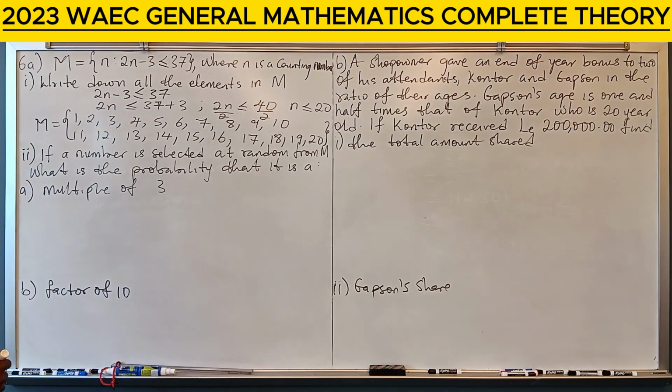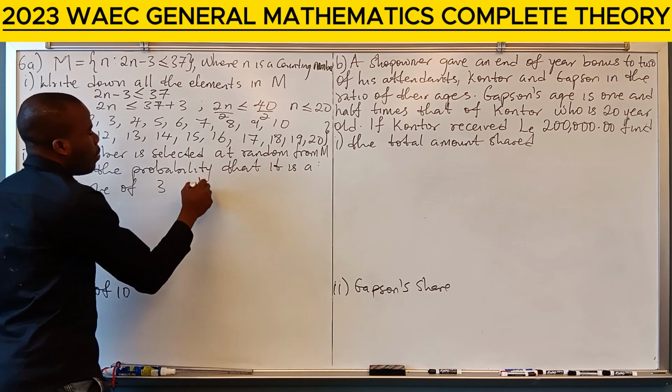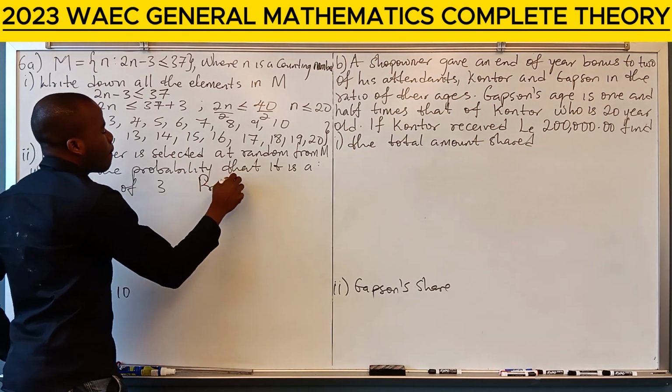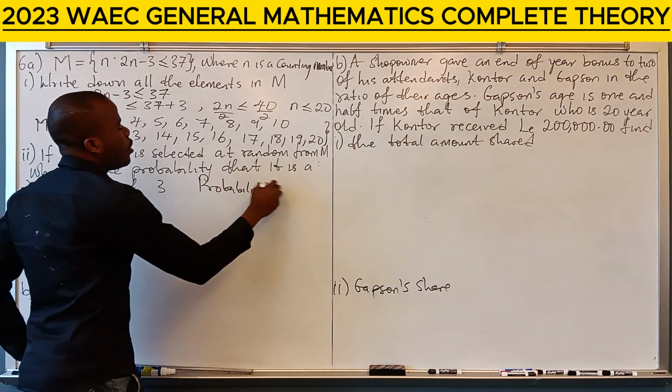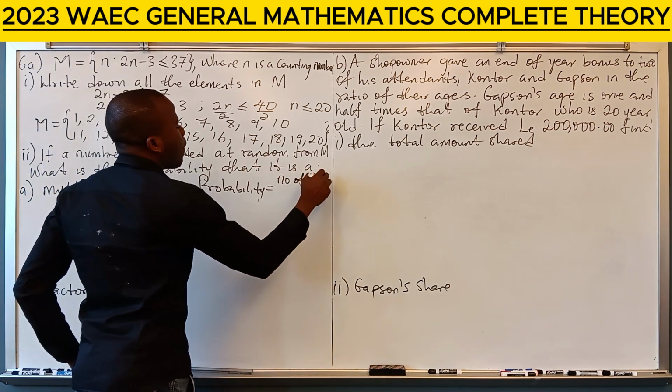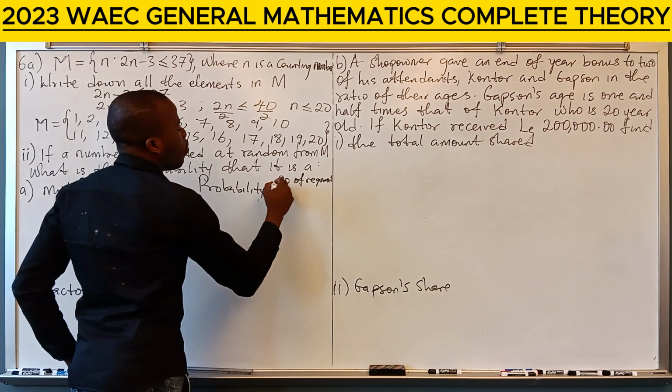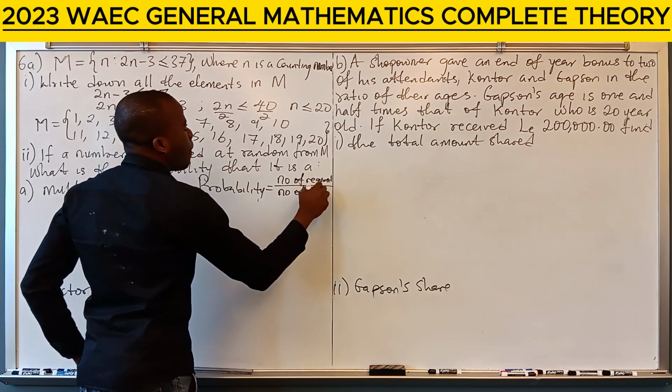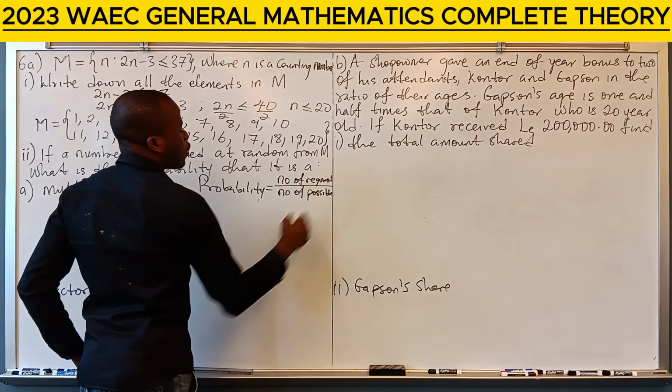First of all, what is the formula for probability? Formula for probability is number of required outcome over number of possible outcome.